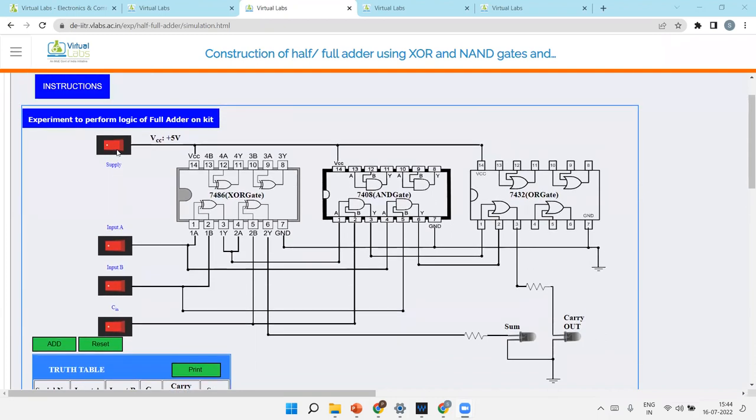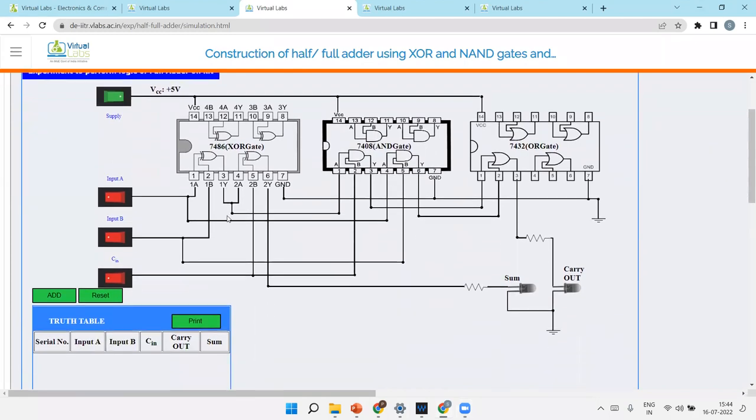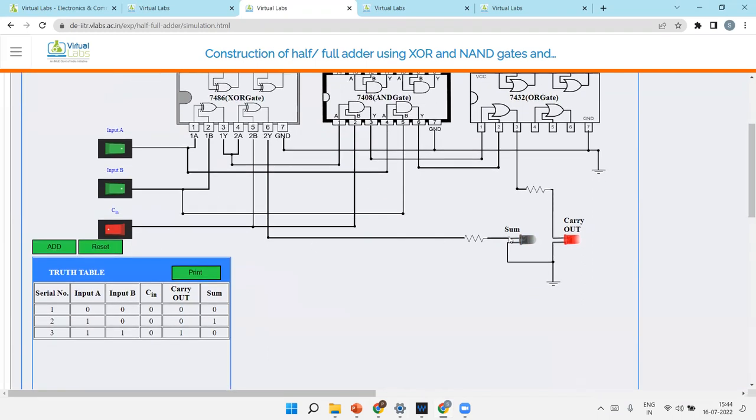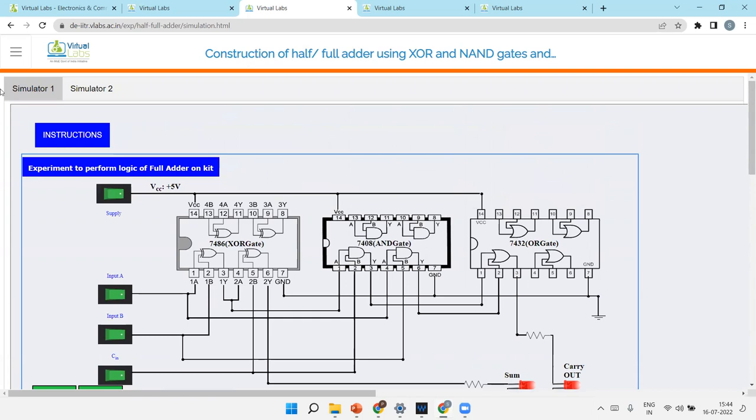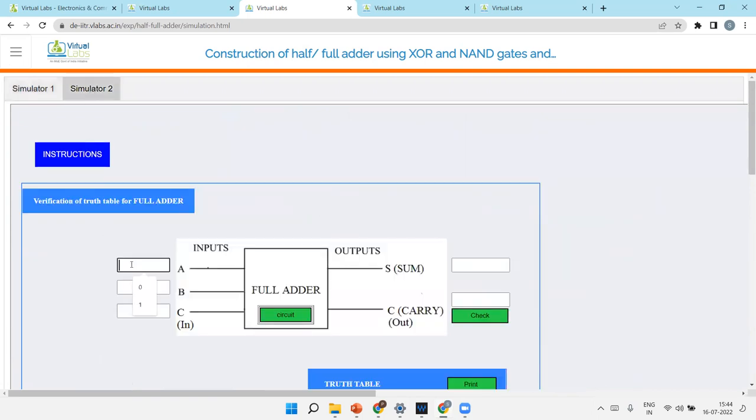But first, click on supply. Now all inputs are zero, so sum is zero, carry is zero. Click on one input, now 1 0 0. Sum is 1, the sum LED is glowing, but carry is not glowing. For 1 1 0, sum is 0 and carry is 1. For all 1, sum is also 1, carry is also 1. This is the full adder. Same in the simulator, you can check by yourself.